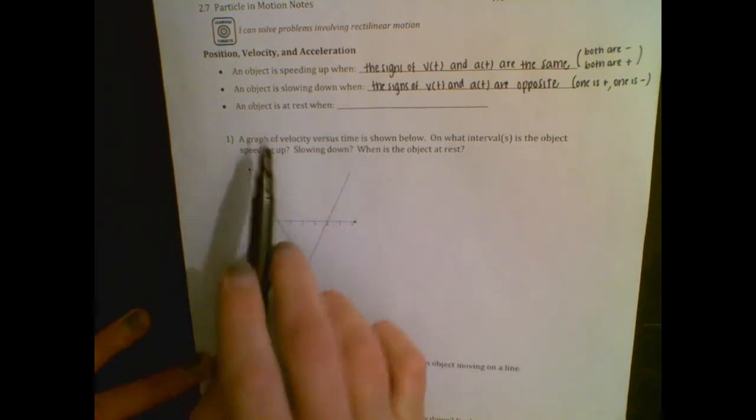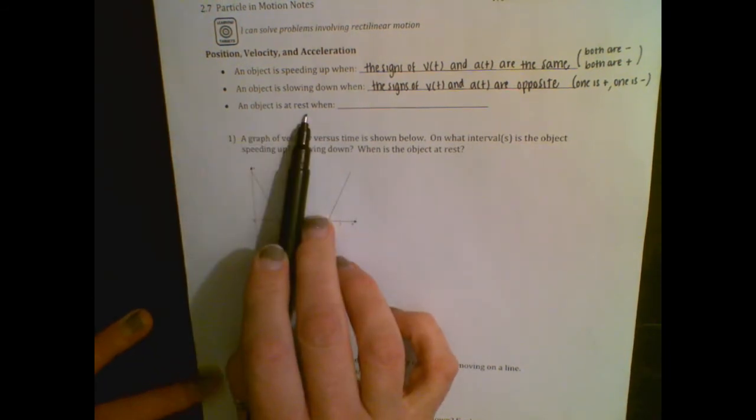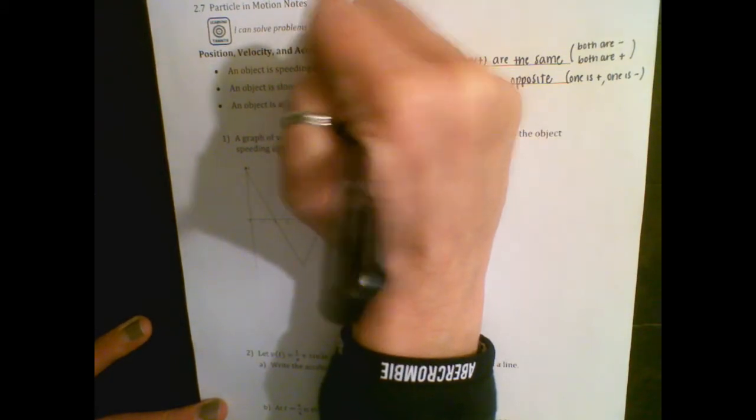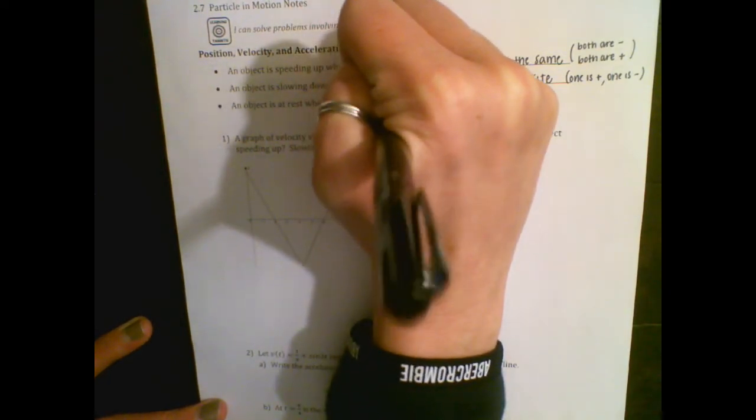And the last thing that we need to talk about, which I think we've actually talked about a little bit before, we know an object is at rest when the velocity is 0. Or in other words, v of t is equal to 0.